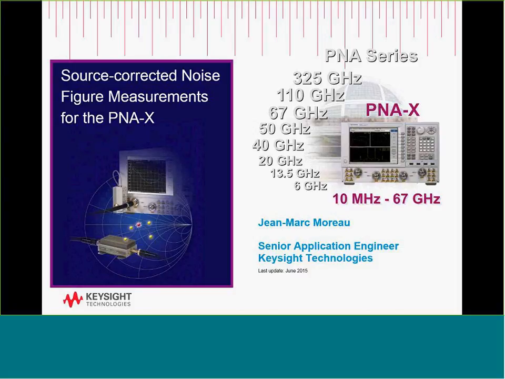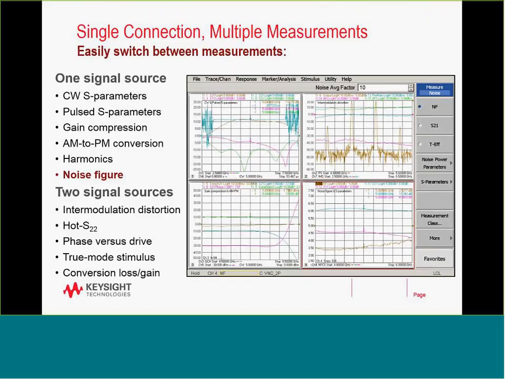Moving forward, the PNA-X platform was designed so that it can make what's called single connection multiple measurements. In the past, making all of these types of measurements, like S-parameters, pulse measurements, gain compression, AM to PM conversion, harmonics, and noise figure, required multiple different setups, multiple different types of instrumentation, and so on. Now with the PNA-X, everything's integrated in one instrument, where you can connect your device once and make all of these measurements simultaneously.